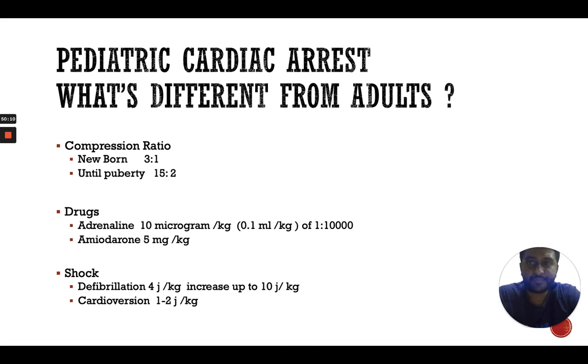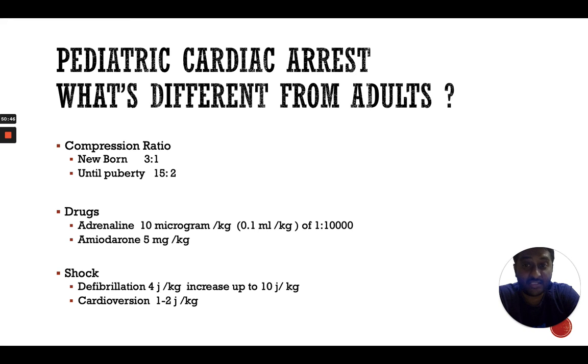We will shortly look at the differences between adult and pediatric cardiac arrest, and what you need to do differently. Compression-wise, if it's a newborn, the compression to respiration ratio is 3:1. That's 3 compressions, 1 breath. Until puberty it is 15:2. In adults it is 30:2.